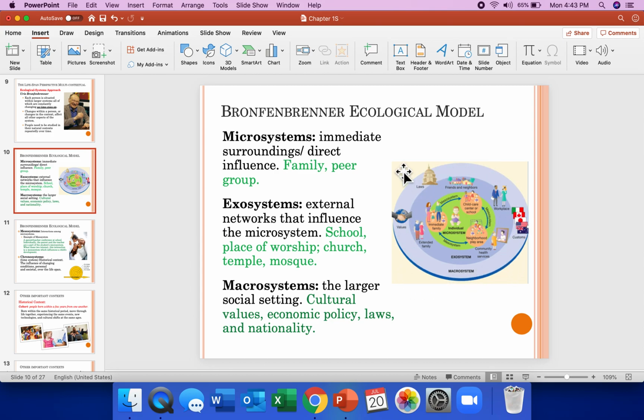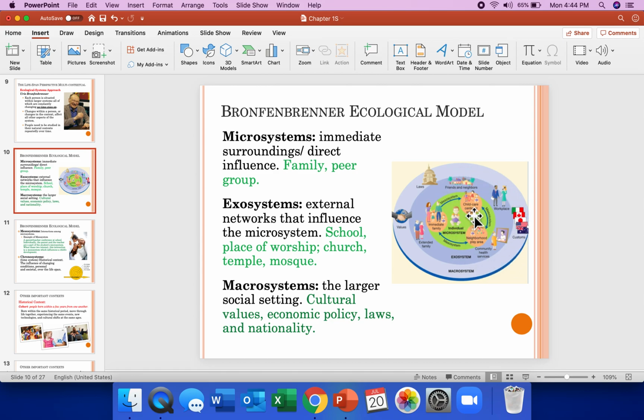The final layer, the outermost layer, is what we call the macrosystem. The macrosystem is basically that larger social setting or cultural layer that houses all of those basic values and policies and laws and our nationality. Take into consideration, for example, children who were born to immigrants. The law might ultimately affect the child, because if the law protects that child's identity and nationality, then the child is able to have access to resources. If the law changes and says no, you will not be treated as part of this society, and therefore you will be denied access to certain resources, then that in turn affects the development of the child.